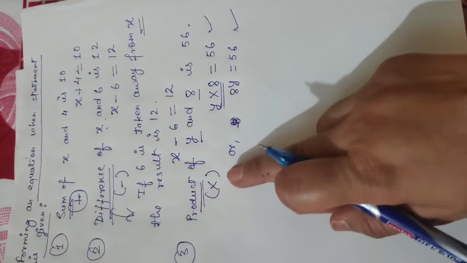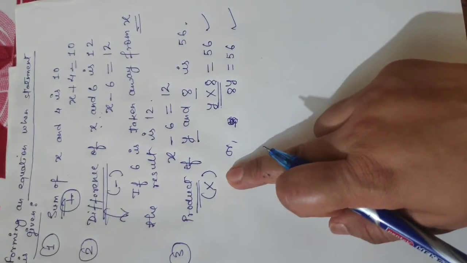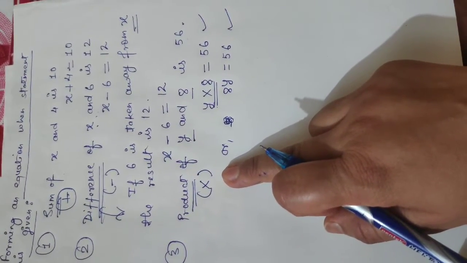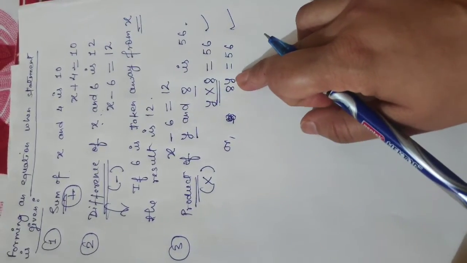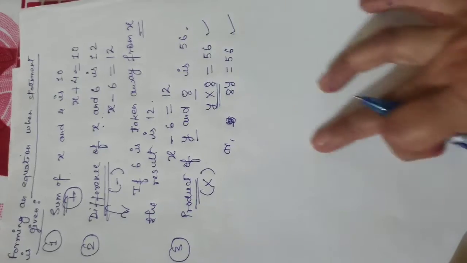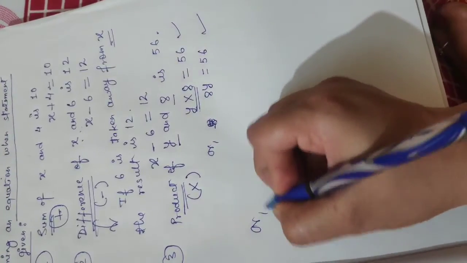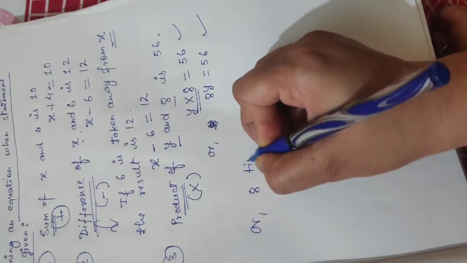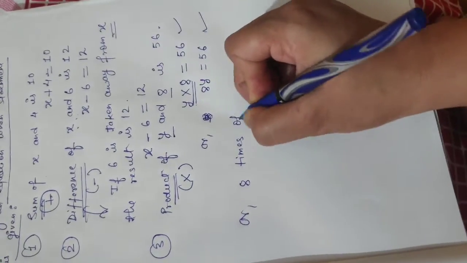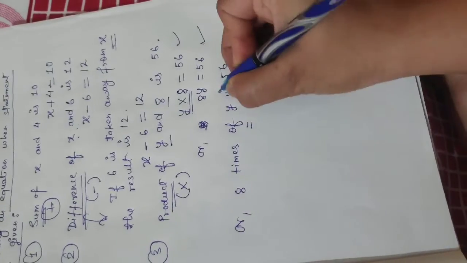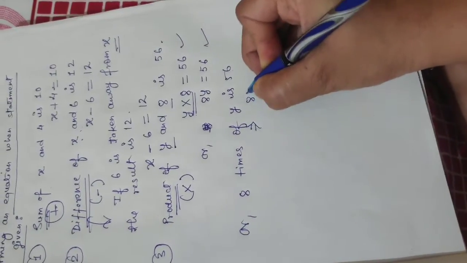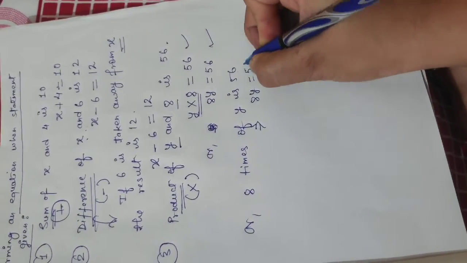When we are using the product sign, that means the multiplication sign, the question may be asked in a different way also, that 8 times of y is 56. It may ask like this also, 8 times of y is 56. Then also your answer will be the same. 8y is equals to 56.